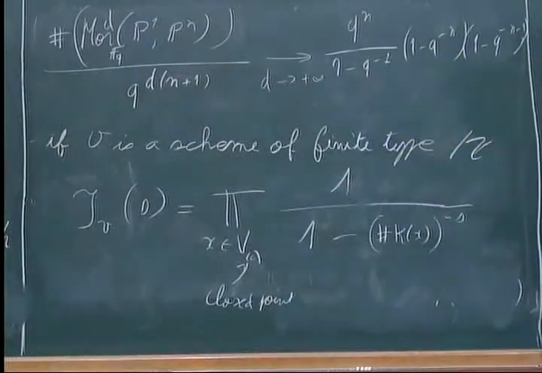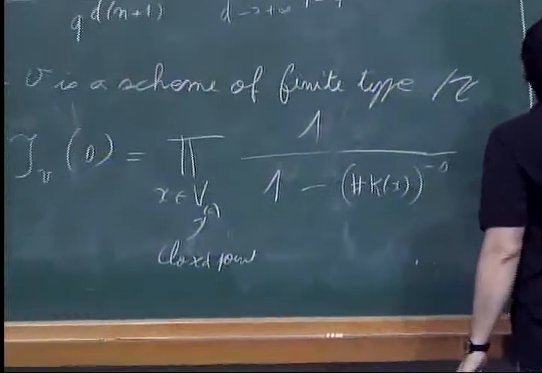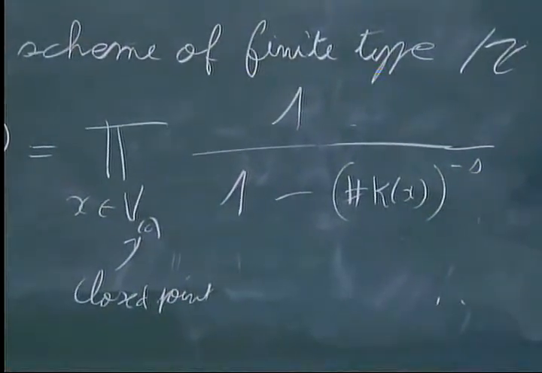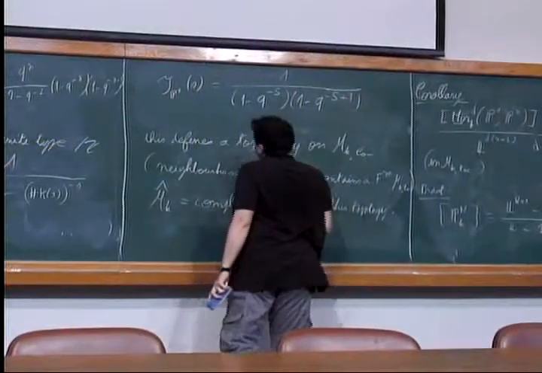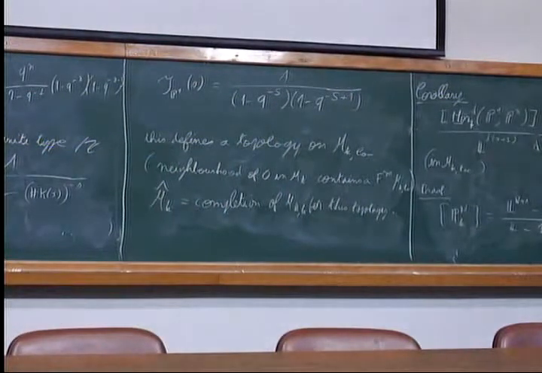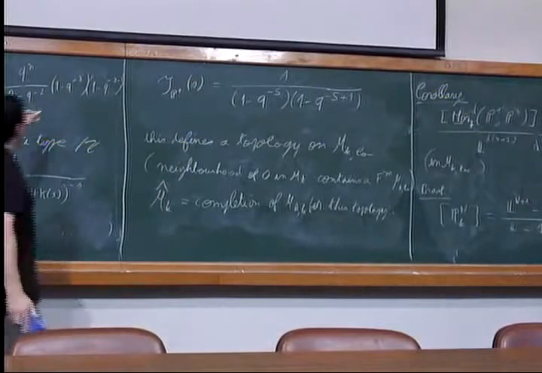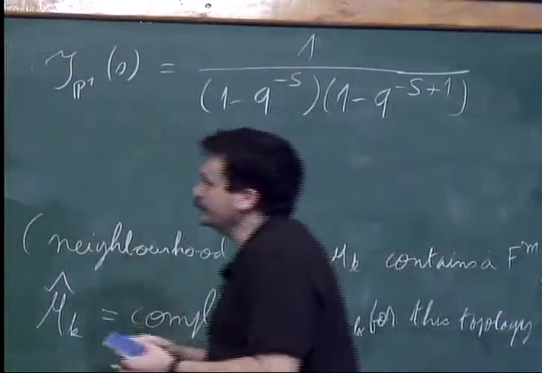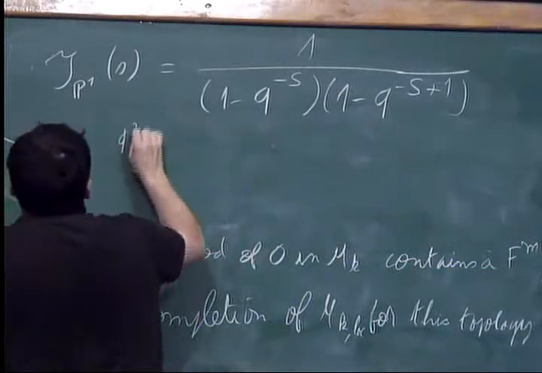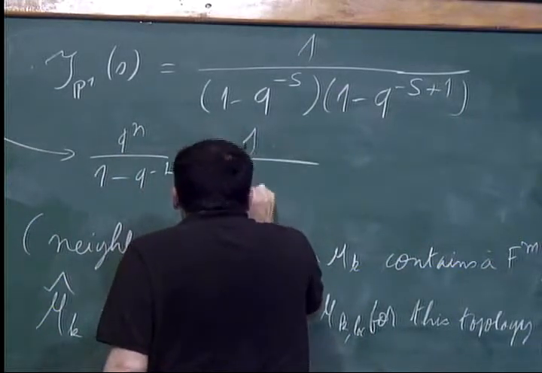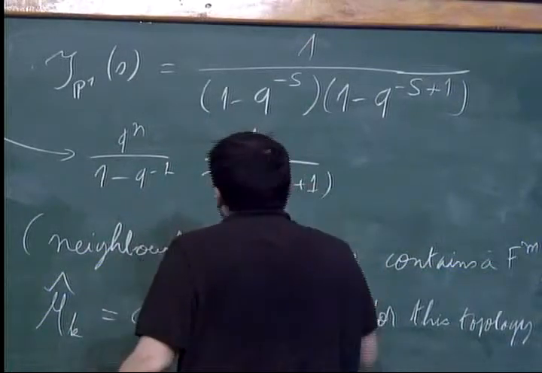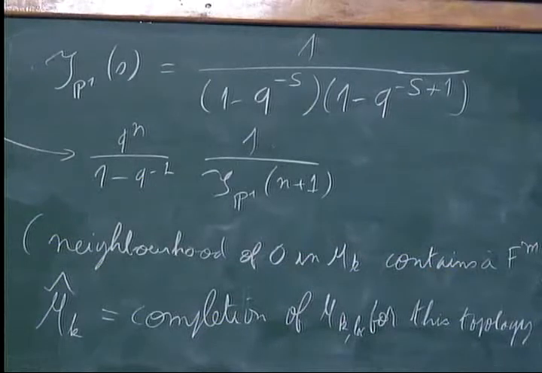And in particular, for P1, zeta of P1 of s is given by 1 over (1 - q^{-s}) times (1 - q^{1-s}). So it's not completely obvious, but you can prove that there is a simple formula like that. If you look here, you recognize that, in fact, the constant here may be written as q^n over 1 minus q^{-1}, times 1 over zeta of P1 of n plus 1, as was the case for the number field Q.